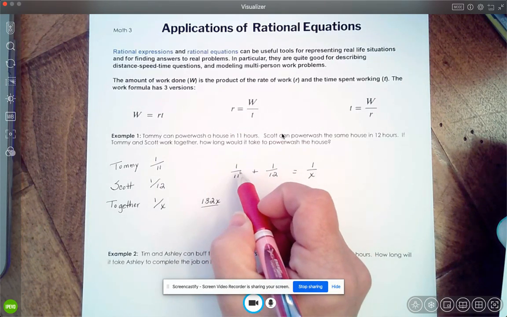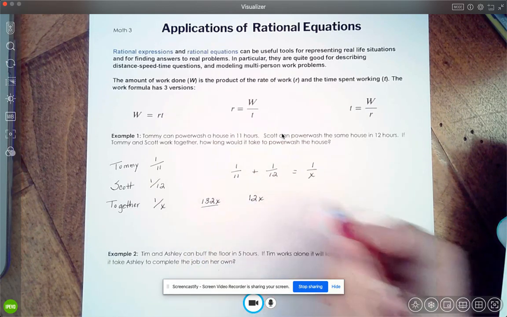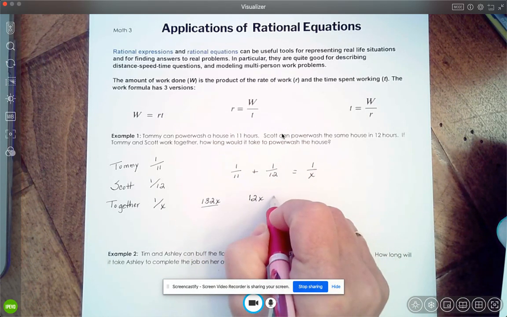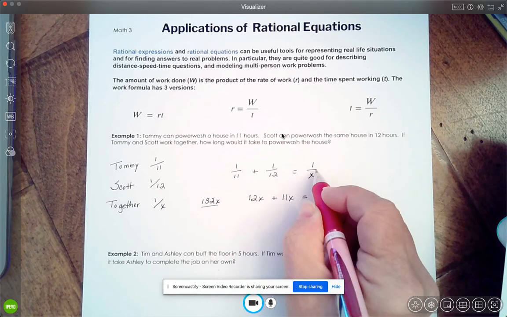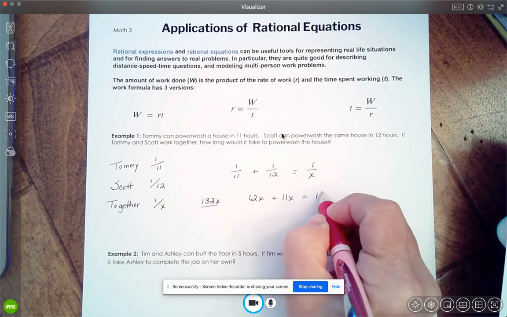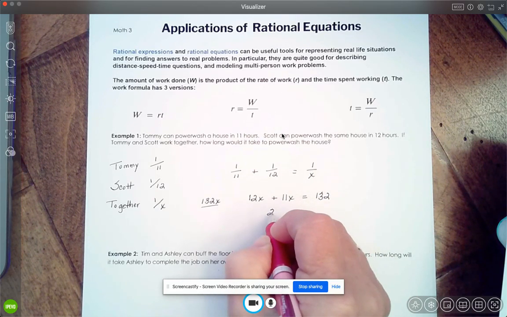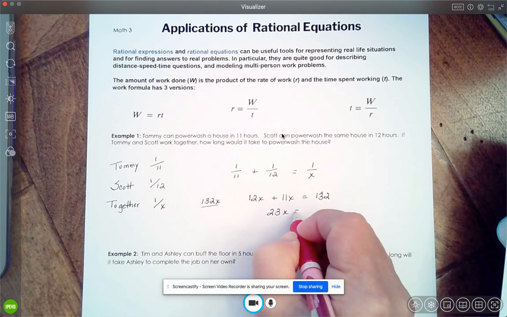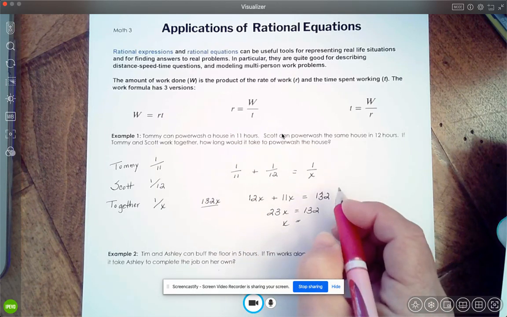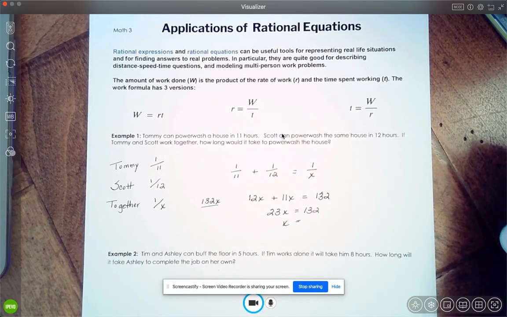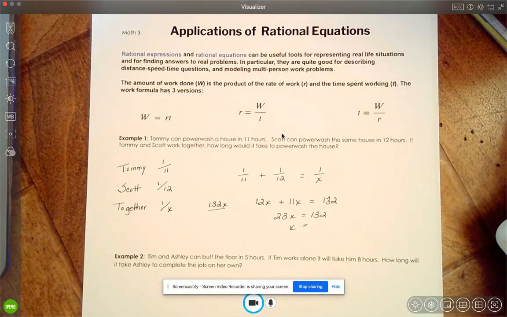In this first term, I need to multiply the numerator and the denominator by 12x. The second term, I need to multiply them by 11x. And then the last one, I already have an x, so 132. When I combine my like terms, 23x is equal to 132. So x is going to be equal to, what is that? 132 divided by 23.